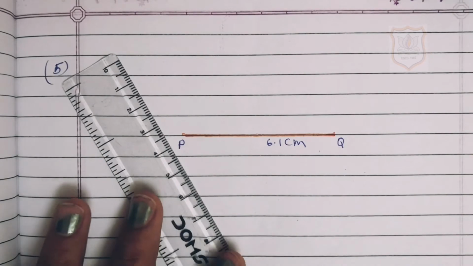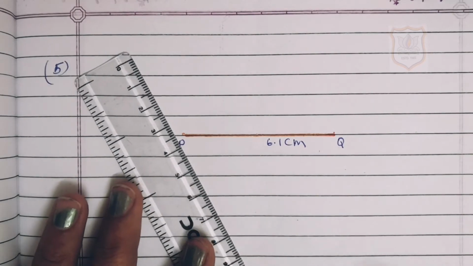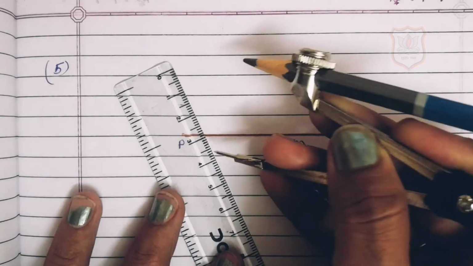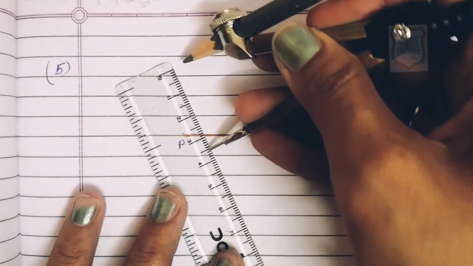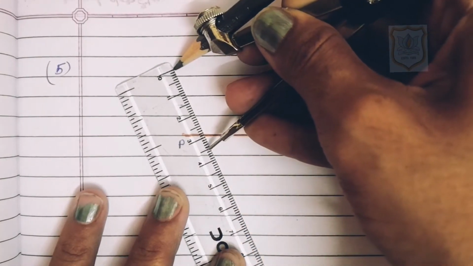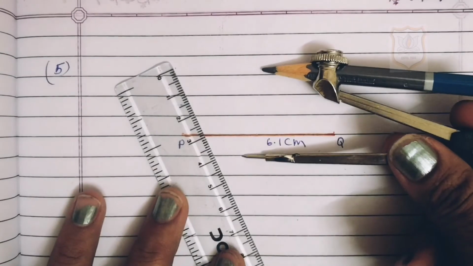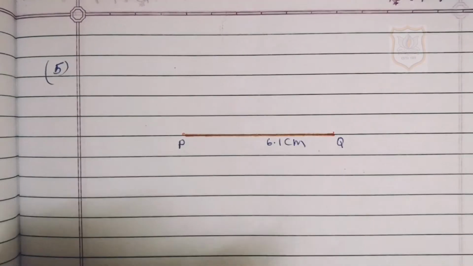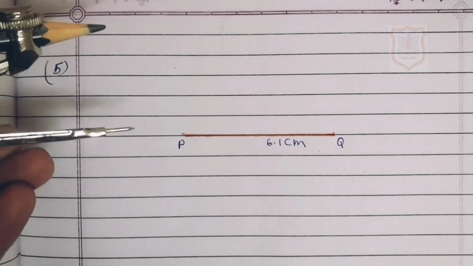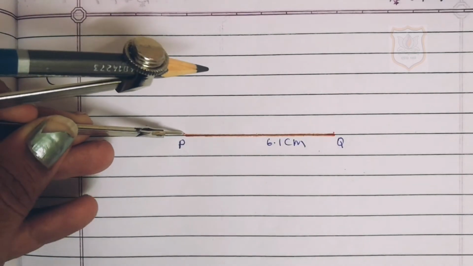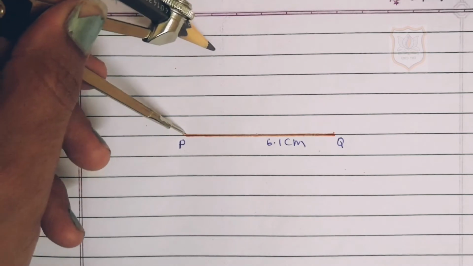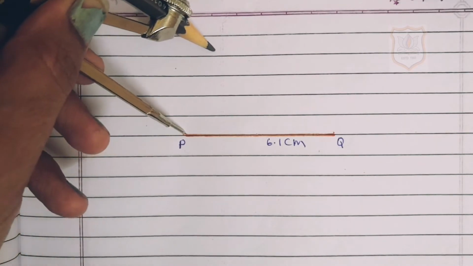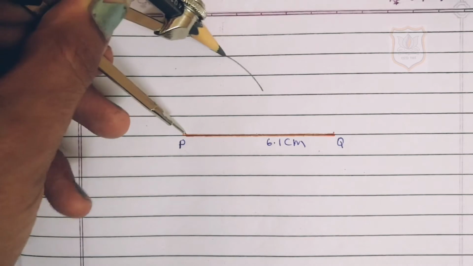So students, we will take the radius 3.5 centimeter. Here we will place the pointer at 3.5 and the tip of the pencil at 0. In this way we have to open the compass. Now with the center P and radius more than half of the length of PQ, draw two arcs, one on either side of line segment PQ.